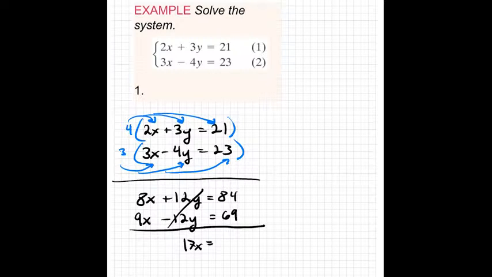Hey Siri, what's 153 divided by 17? Just a moment.